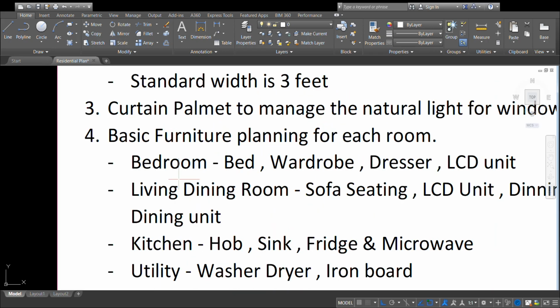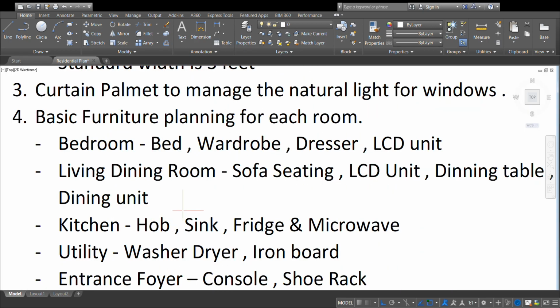Like for example, if it's a bedroom, there has to be a bed, there has to be a wardrobe. For the storage, there has to be a dresser, that is the dresser mirror, the mirror, and of course a little bit of storage for dressing. Then the LCD unit. Now LCD unit is optional, like if there are multiple bedrooms, the client might need the LCD only in one bedroom and not all of them. But in some cases they might need it in all the bedrooms. So depending upon the client requirement, the LCD unit will be a part of the bedroom.